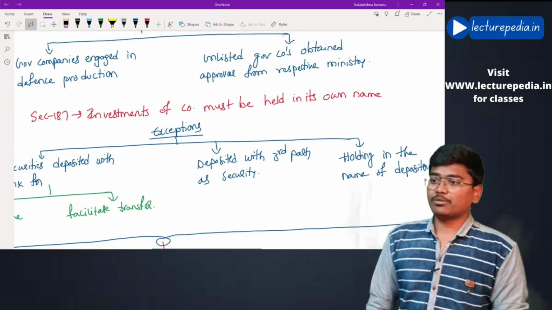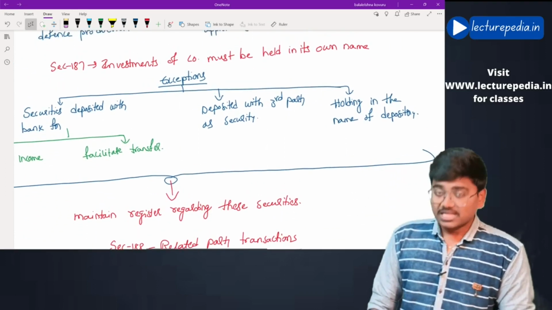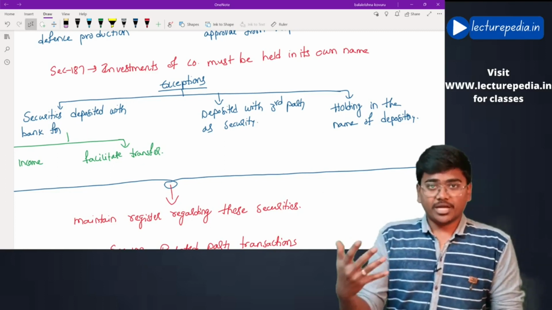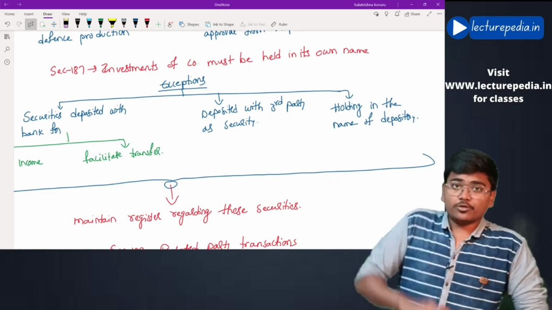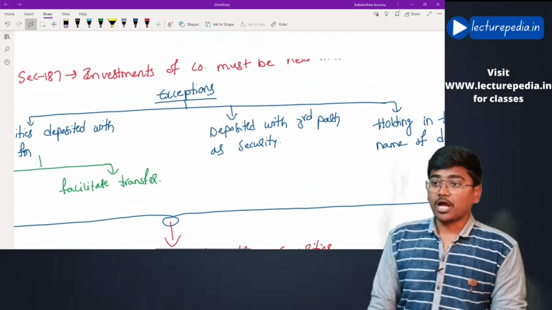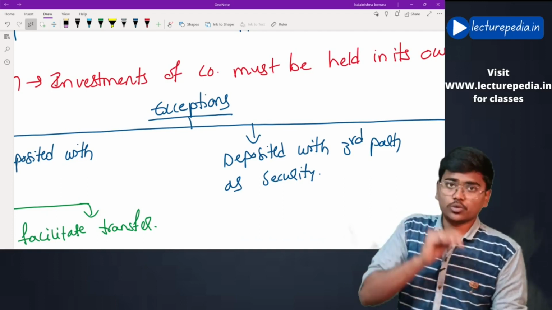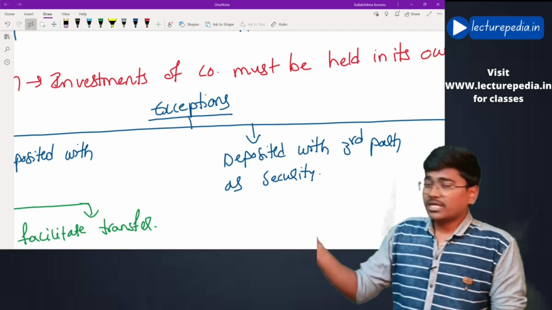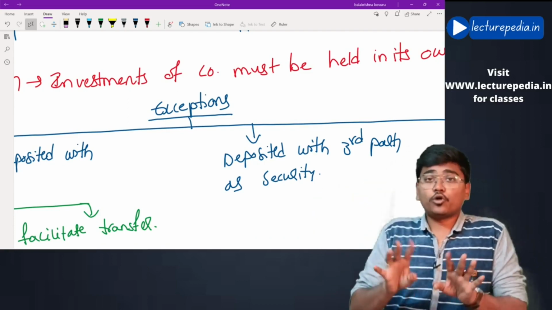Now, section number 187 deals with the rule that the investments for which amount has been paid by the company must be held in the name of the company only. Hope that is clear. However, there are certain exceptions to this basic rule. The basic rule is that whatever investment the company purchases must be held in the company's own name only. And there are some exceptions to this.